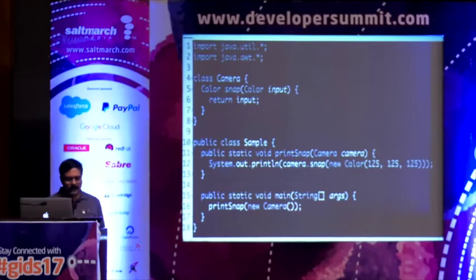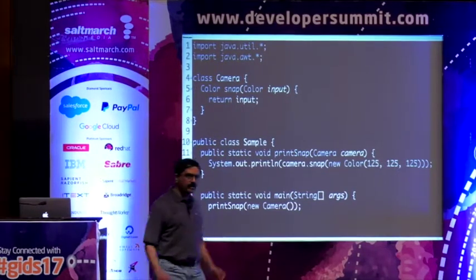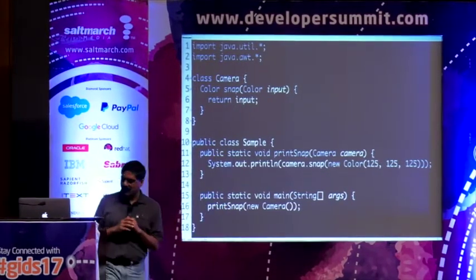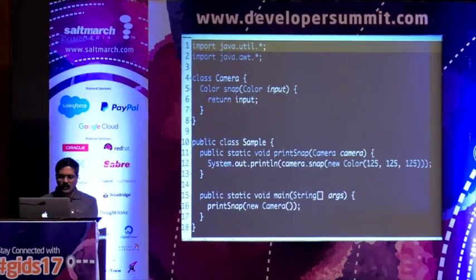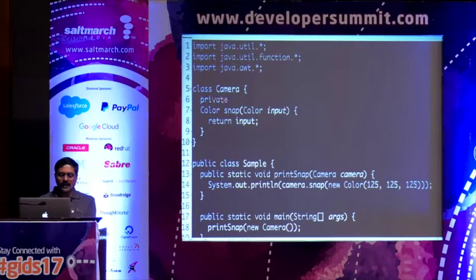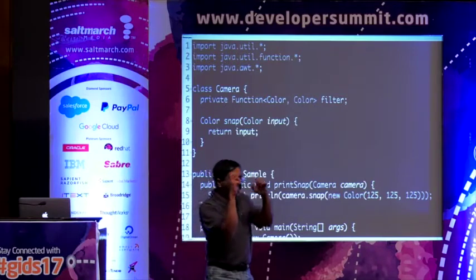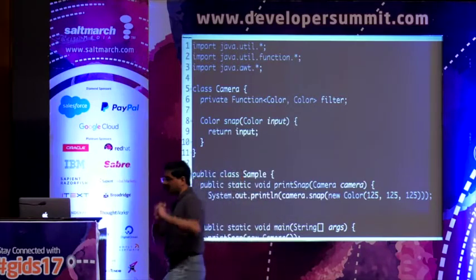Okay, that worked. But I want to apply some filters to this camera. So when you take a snap, I can apply a filter. To apply the filter, I'm going to bring in a function. So this is going to be a dot function right here. Now I'm going to go back here and say a private function. This takes a color as input and returns a color as output. I'll call it a filter. The word filter here is not like the filter in the stream. It's a filter like in a camera filter. So I'm going to apply some filters.